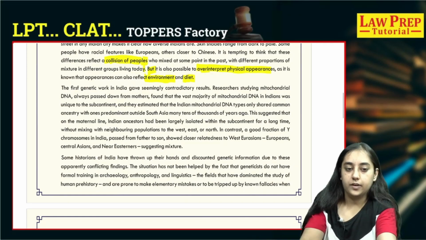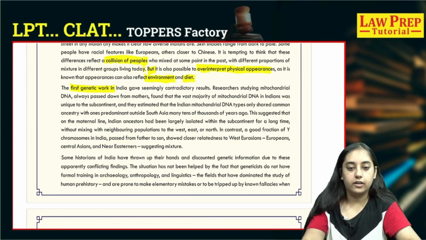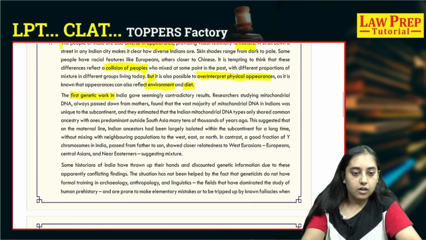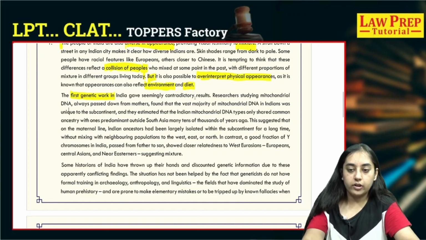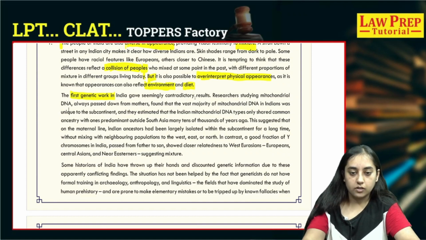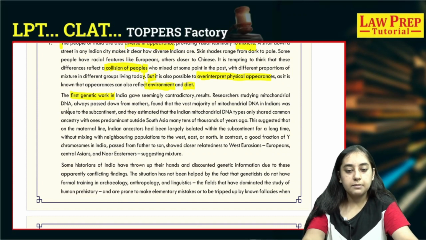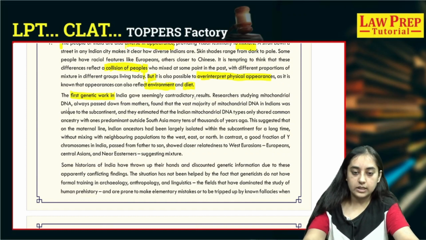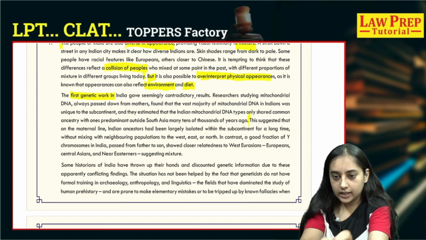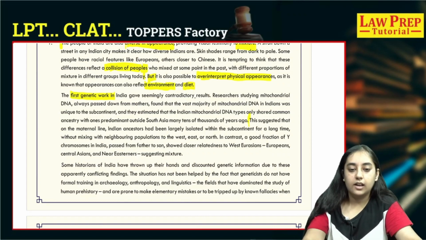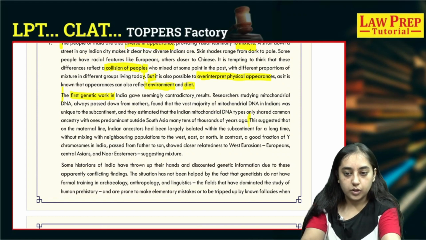The first genetic work. Okay, next question was on first genetic work, so we'll again read it very deeply. And the first genetic work in India gave seemingly contradictory results. Okay, so the first genetic result gave contradictory results. Researchers studying mitochondrial DNA always passed down from mothers found that the vast majority of mitochondrial DNA in Indians was unique to the subcontinent, and they estimated that the Indian mitochondrial DNA types only shared common ancestry with ones predominant outside South Asia, many tens of thousands of years ago. Okay, so this is a pretty long sentence, and that is why a lot of you might think कि ये क्या लिख दिया इतना लंबा सा. So I will break it down for you.